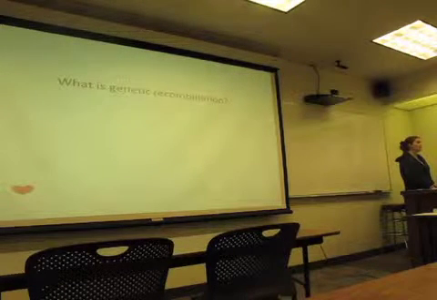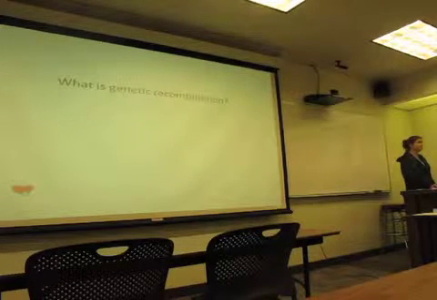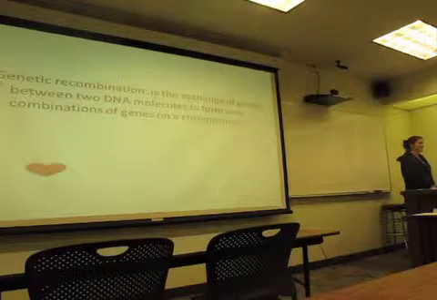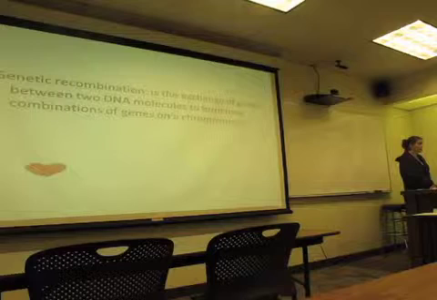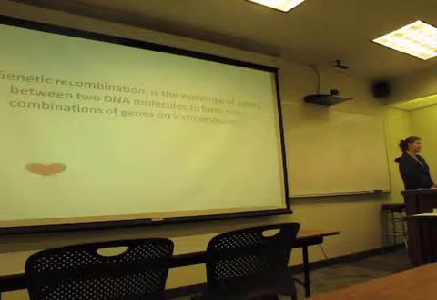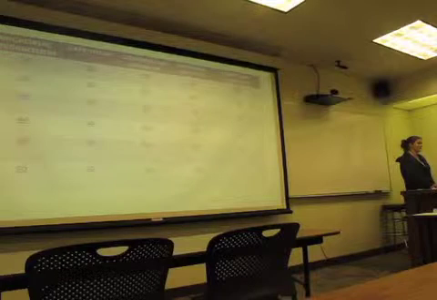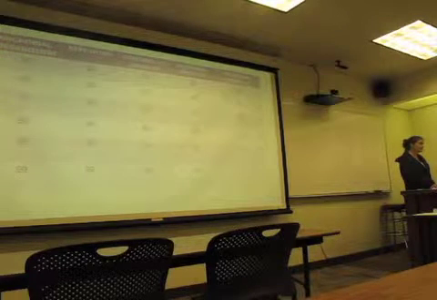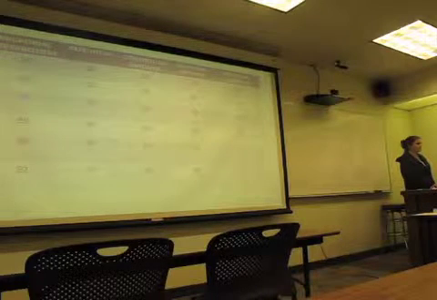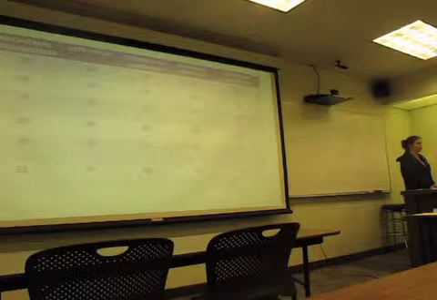What is genetic recombination? This is the exchange of genes between two DNA molecules to form a new combination of genes on a chromosome. They can do that, can't they? Like, can't scientists do that to manipulate what they want? To a certain point, I think they can, a little bit, anyway. Yeah.